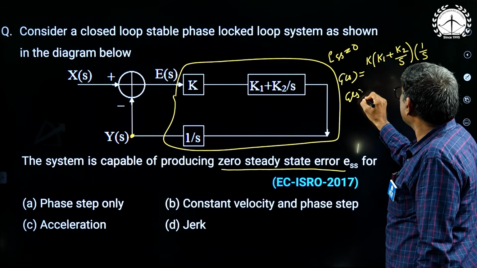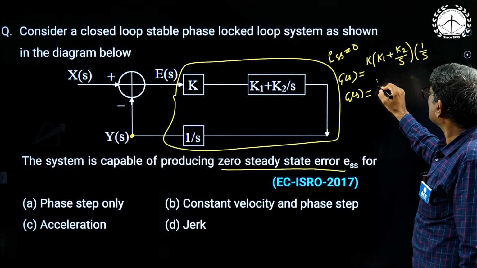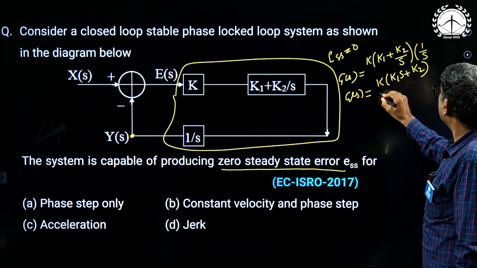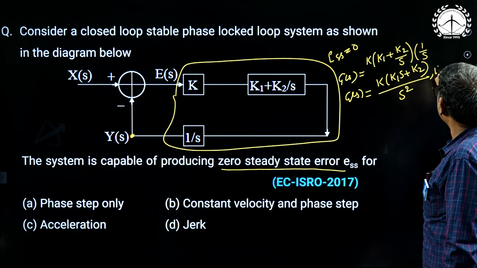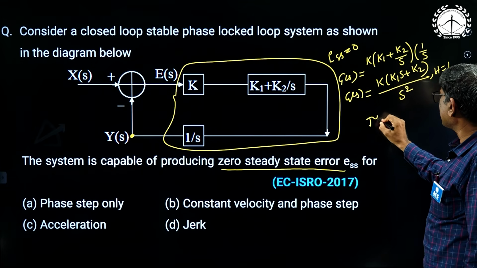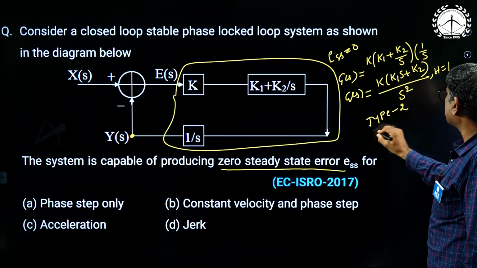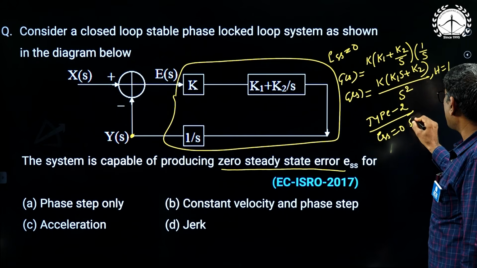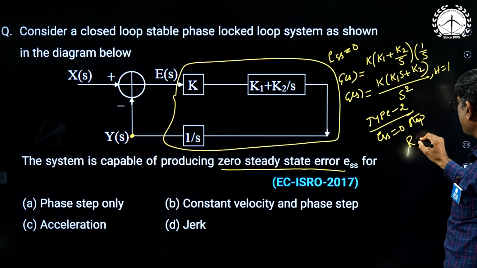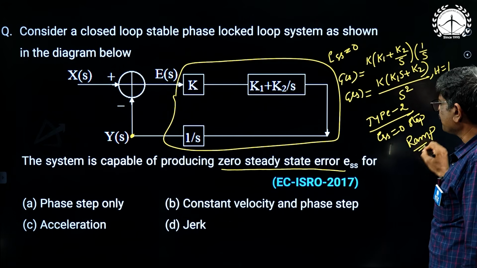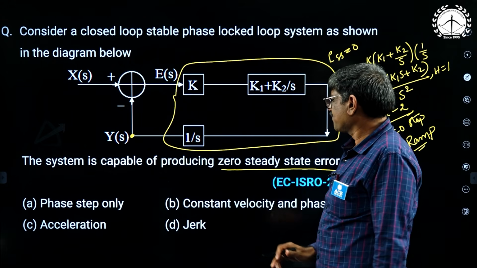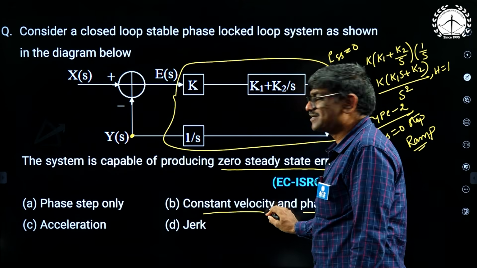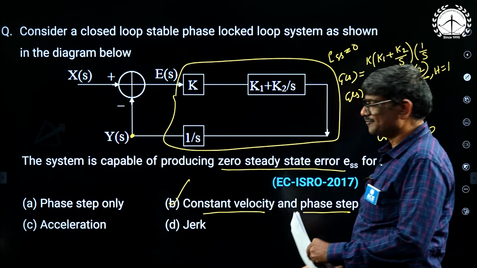Now what is G of S here? You solve this G of S. So K into K1 S plus K2 divided by S square. H of S is 1 here. That means it is a type 2 system. Type 2 system gives the steady state error 0 for step as well as ramp. Step, ramp, it gives error 0. So that means what happened? Phase step correct. But here see both are there. Step is there. Velocity means ramp. That means option B is correct.